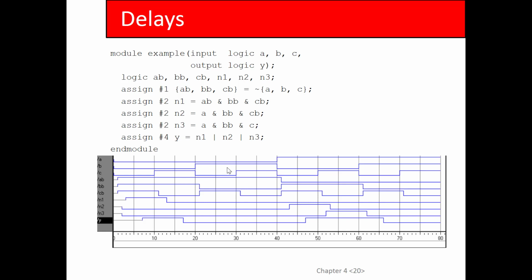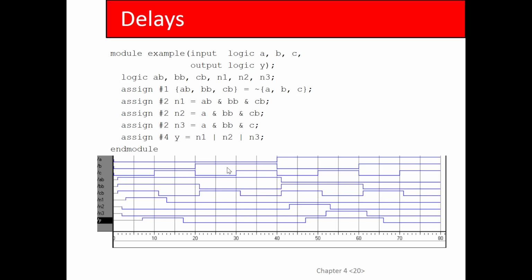So I'm taking ABC, taking those three 1-bit values, putting them together as a 3-bit value, complementing it and assigning it to the 3 bits corresponding to AB as the most significant, BB and CB as the least significant. Everyone see that? Okay. I think this is where we left off last time.